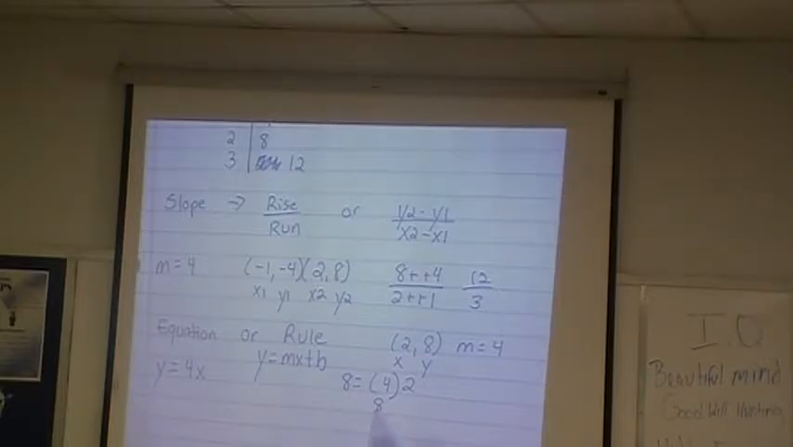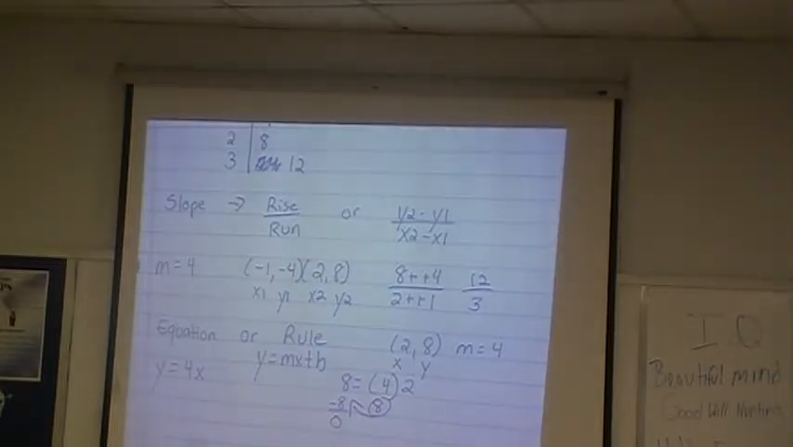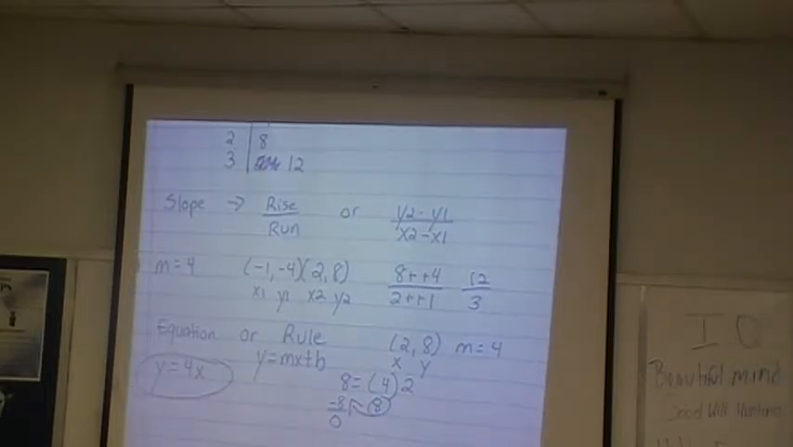After you multiply, what do you do with this number? Move it over, change the sign, and subtract. Ooh, and 8 minus 8 is what? 0. Now, they're not going to say y equals 4x plus 0. They're just going to say y equals 4x. That's your equation. That's your slope. That's your equation.